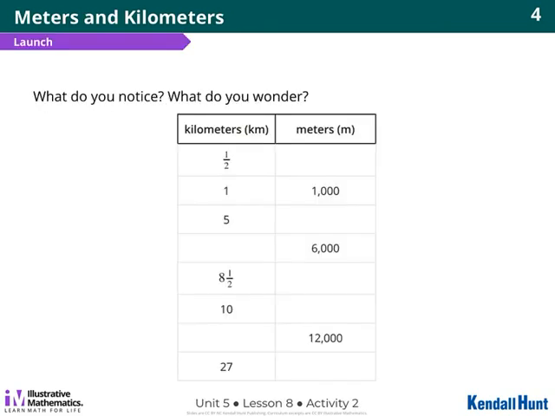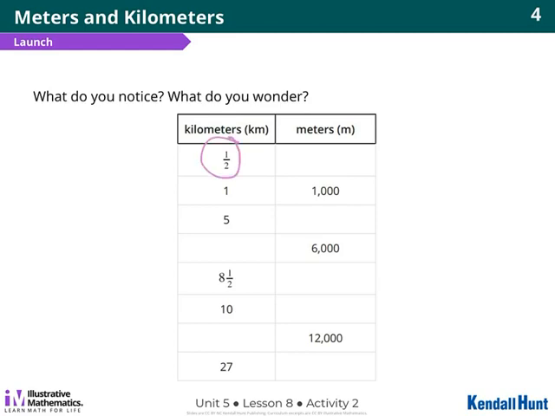So let's look at what we're going to do in activity 2. First, don't start writing. I already see your pencils. Put them down. First, I want you to look. What do you notice? What do you wonder? Hadley: Why are there fractions?